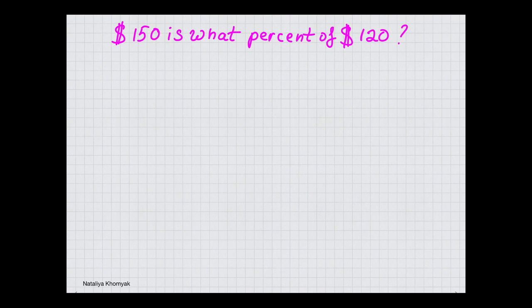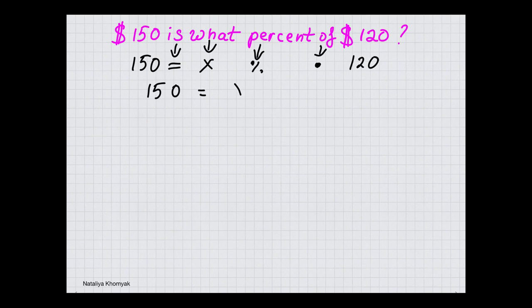150 is what percent of 120? So we have 150 is equal sign what? Well, that's an x percent sign of 120. So 150 equals x percent times 120. X is being multiplied by 120. The opposite is to divide by 120.